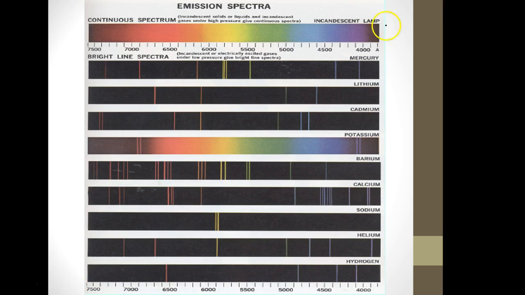So this is just to give you an idea. Here's a rainbow, white light, and then mercury, lithium, all these different elements. If you notice, they're all kind of different. They all have different energy transitions for their electrons.